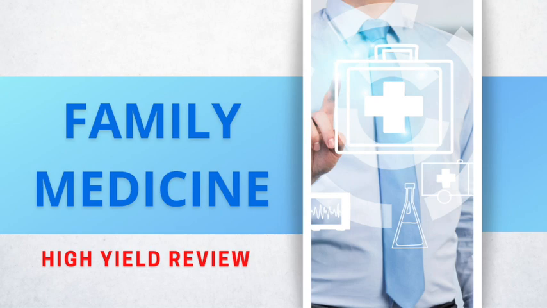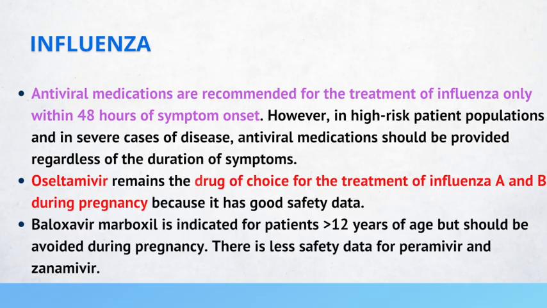Now let's review influenza. So you might be wondering, when should you give antiviral medications for patients that are infected with the influenza virus? Well, this is recommended for the treatment of influenza only within 48 hours of symptom onset. However, if the patient has severe cases of the disease or they are in a high risk patient population, then antiviral medication should be provided regardless of the duration of symptoms.